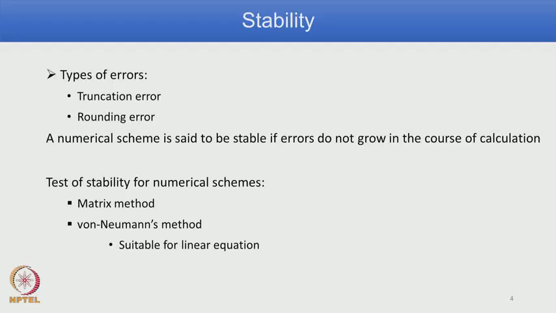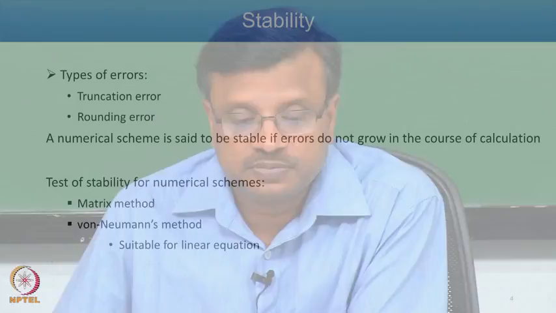Now, how to check stability for a particular numerical scheme? There are two popular methods, one is the matrix method, the second one is von Neumann's method. In the matrix method, one finds the eigenvalues, and based on the eigenvalues one can explain whether the scheme is stable or not. There is another method, the von Neumann method, where a Fourier series explanation is used, and in today's class we will particularly talk about the von Neumann method and how to apply it to a discrete equation.